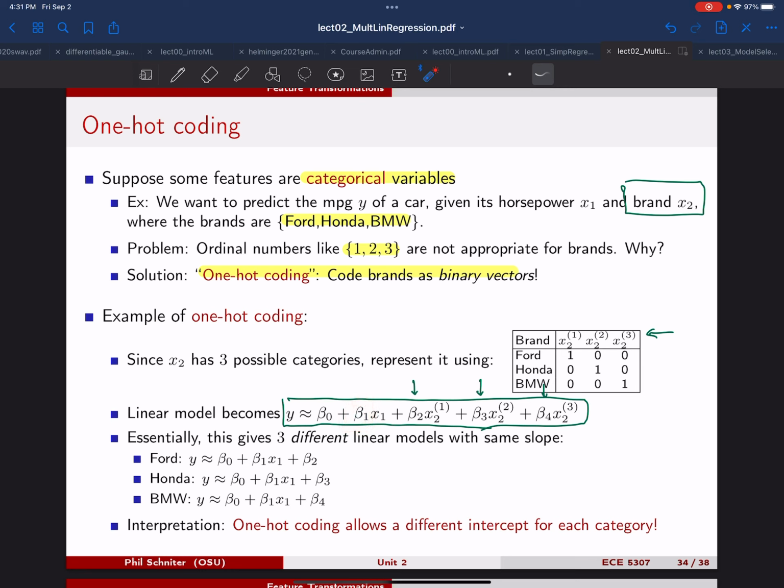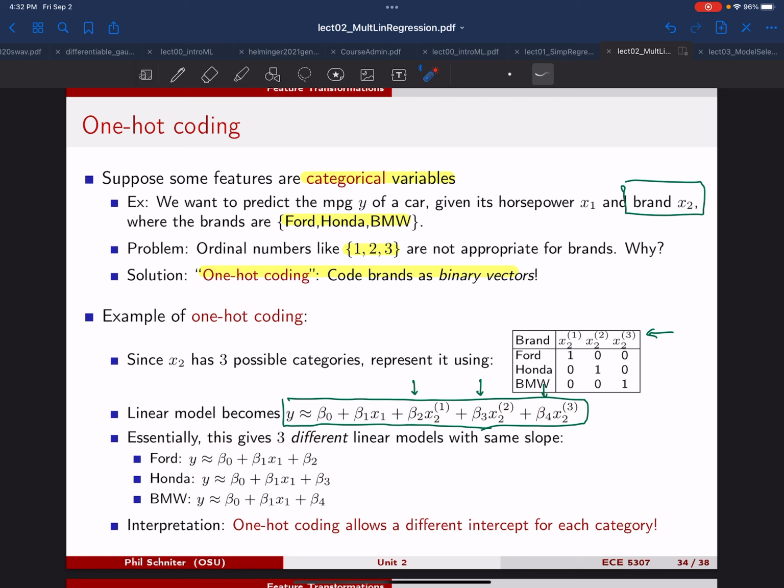Okay, everybody with me? Let's go one step further and think, what if a particular sample in the database was a Ford sample? What would happen? We know in that case that x21 is 1 and the others are 0. So basically, this becomes a 1, the others disappear, and your model essentially looks like this. Your intercept is now beta 0 plus beta 2.